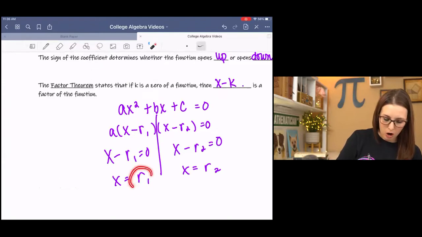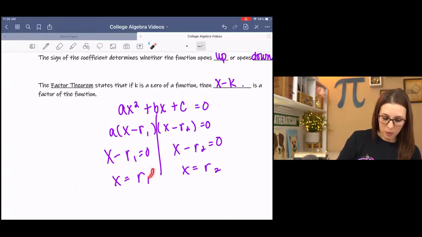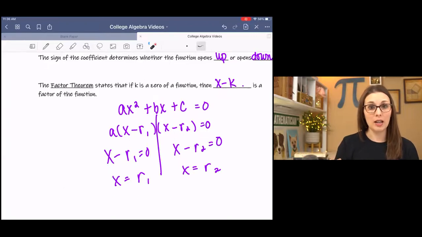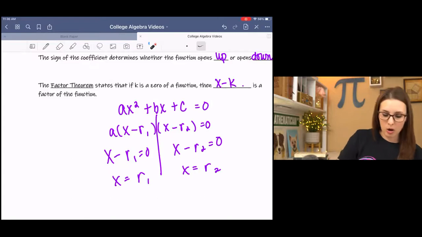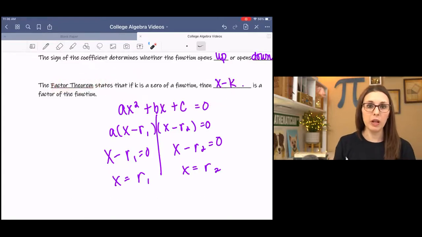If r or k is a zero, is a root, is an x-intercept, then we can work our way backwards and say x minus r or x minus k is a factor of the polynomial. So that is all that this means, and that's called the factor theorem. And we will use that in our polynomials when we find some of our zeros or roots. We will use that to write it in factored form.